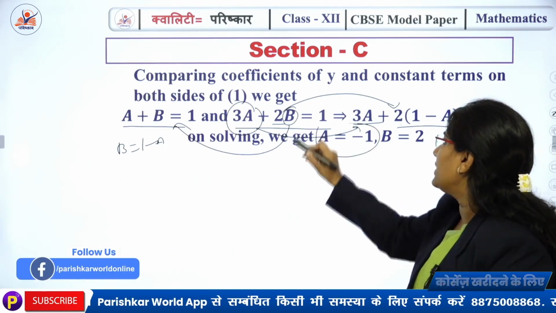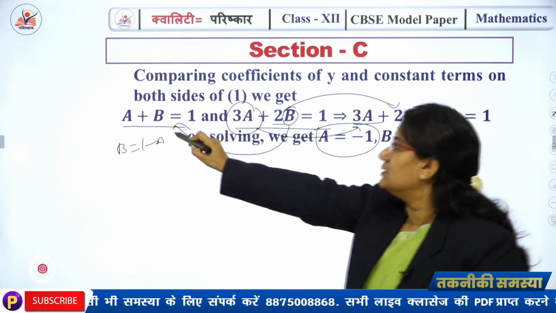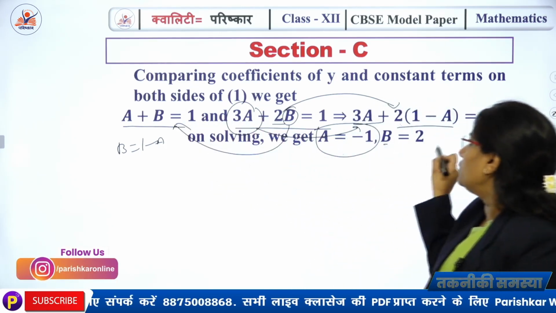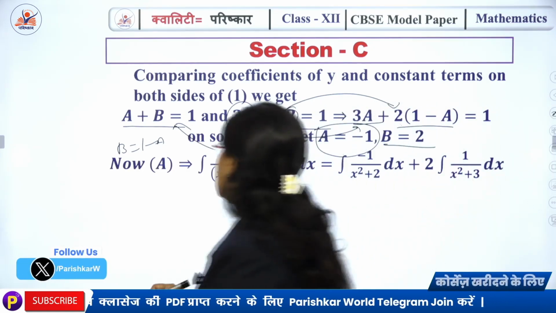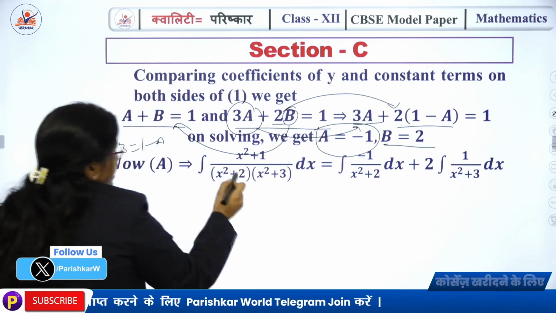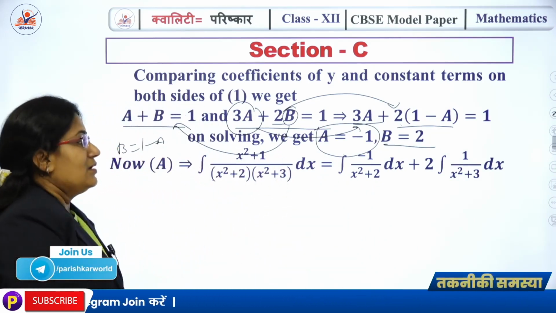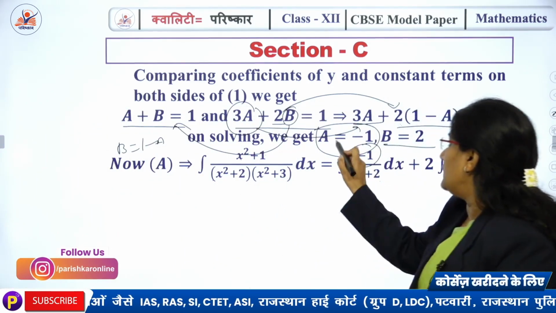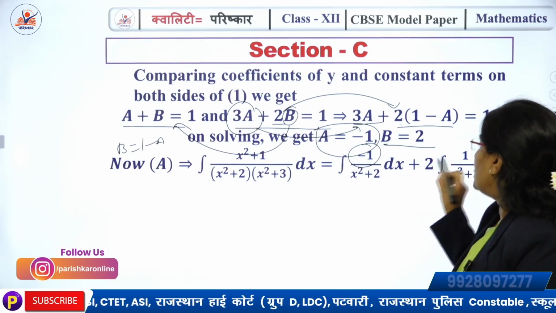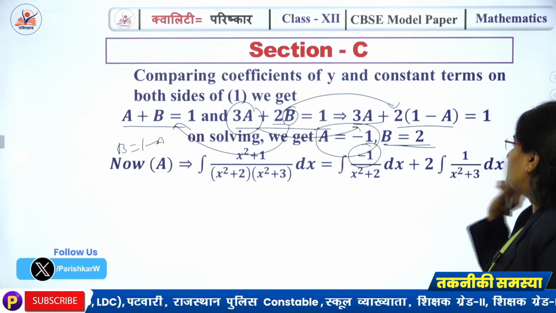We get the value of a as minus 1, and after putting the value of a in this equation, we get the value of b as 2. So now the integration of x square plus 1 upon x square plus 2 into x square plus 3 dx can be written as a upon x square plus 2, where the value of a is minus 1, plus b upon x square plus 3. The value of b is 2.